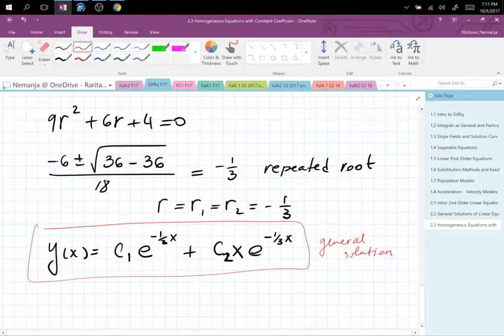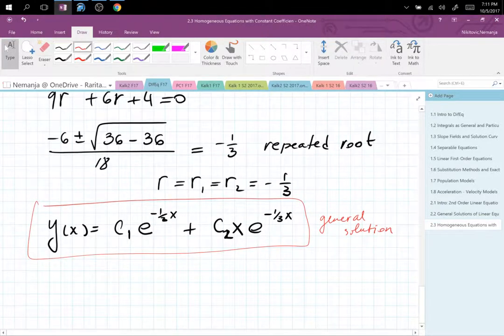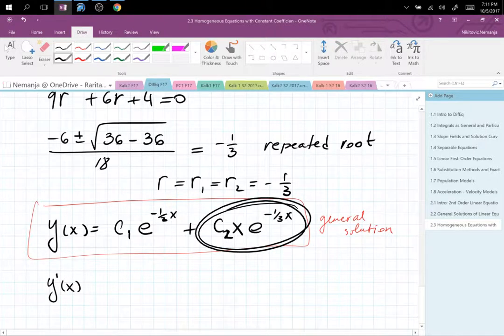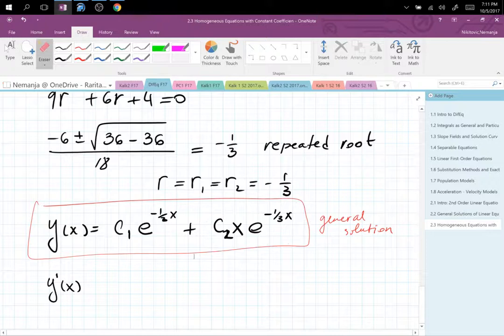This is the general solution, but we have those initial conditions they want us to use to figure out C1 and C2. Now, the initial conditions given to us are for the function and for the derivative, so I have to find the derivative here. And you know what? The derivative is not fun because the second part is the product rule, right? You have x times e to the x. So that's a product rule. Such is life. So we have negative 1/3 c1 e to the negative 1/3 x.